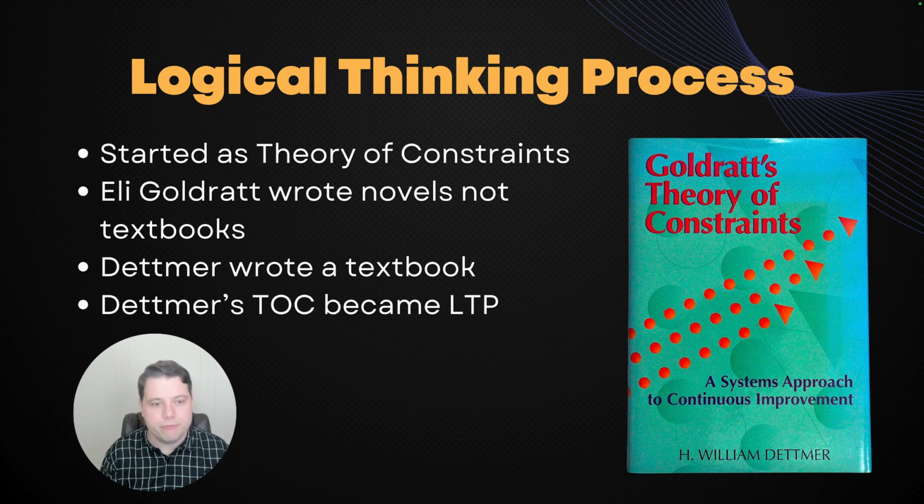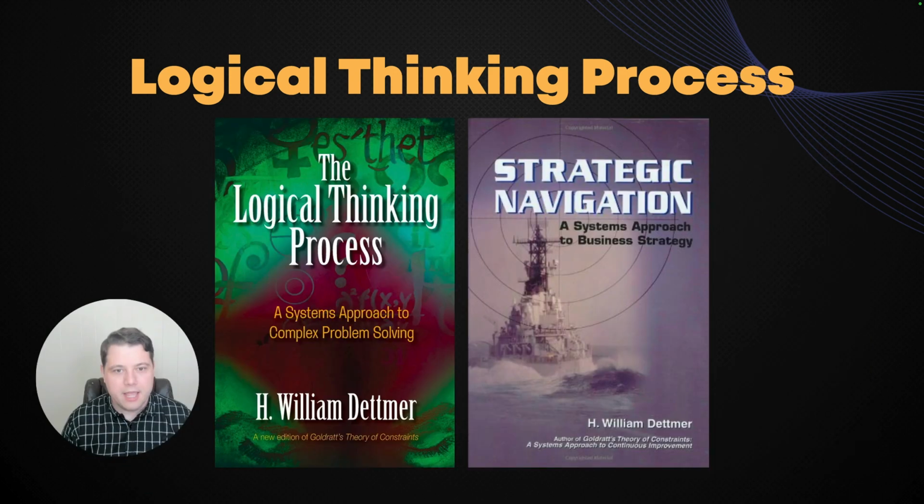in more textbook format. As you can see, we have the original version here, which is called Goldratt's Theory of Constraints, A Systems Approach to Continuous Improvement by Bill Dettmer, and it was rewritten into the green book on the left, The Logical Thinking Process, A Systems Approach to Complex Problem Solving. On the right, you also see Strategic Navigation, which is another book of his, A Systems Approach to Business Strategy, and it is the application book for the textbook of the logical thinking process. So they're kind of two sides of the same coin.